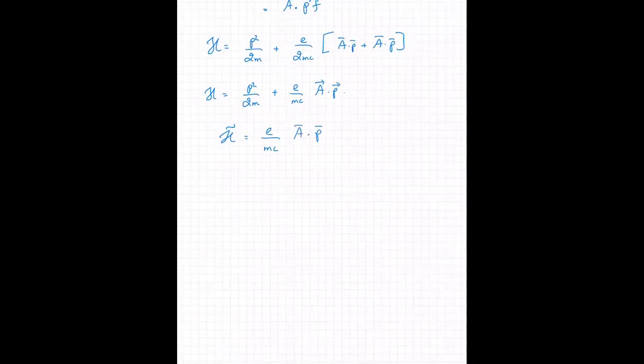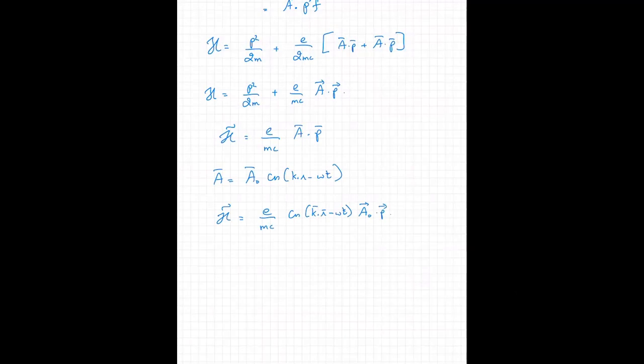For the particular A that we are interested in, A for us is basically A0 cosine (k dot r minus omega t). So my external perturbation for my problem is basically e over mc times cosine (k dot r minus omega t) A0 dot p.